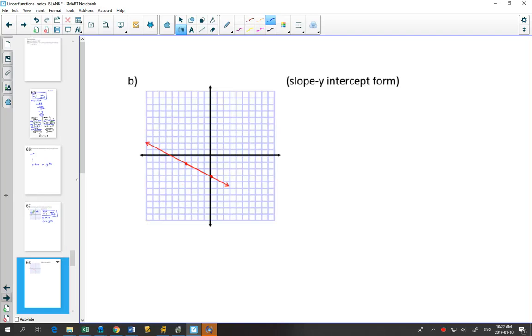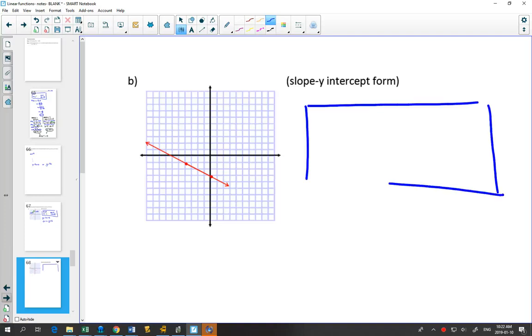Second one, slope-intercept form. Again, I'm sorry I gave you such a nice one. I'll try to be more difficult and unruly later on. Okay?